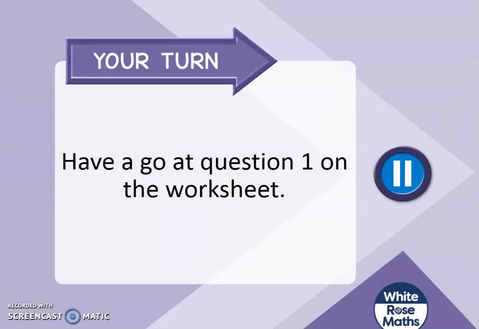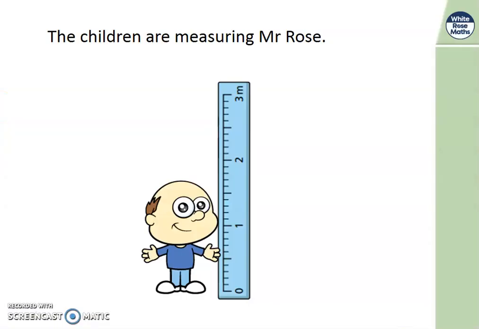Let's continue our learning. The children are measuring how tall Mr. Rose is. You can see here he's using a metre ruler, and it starts at 0, and we've got 1, 2, 3 metres. How tall is Mr. Rose? We can see he's taller than 1 metre, but he's less than 2 metres.